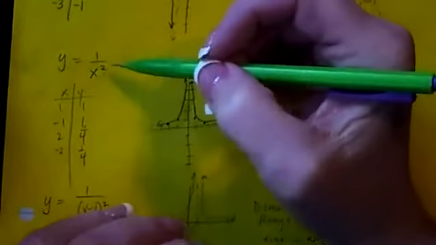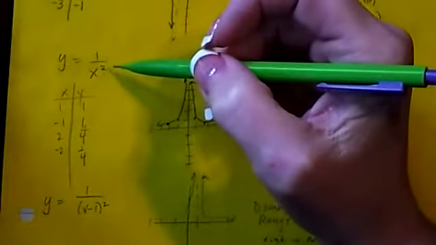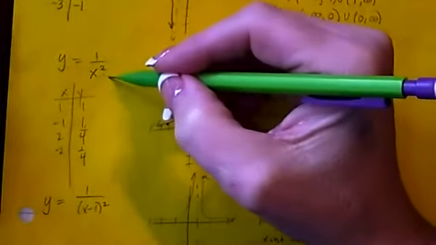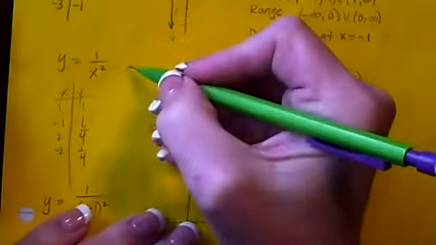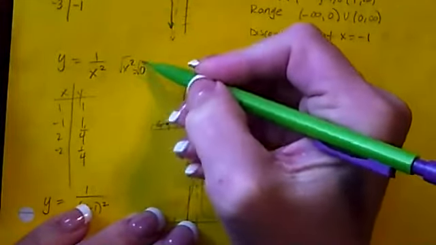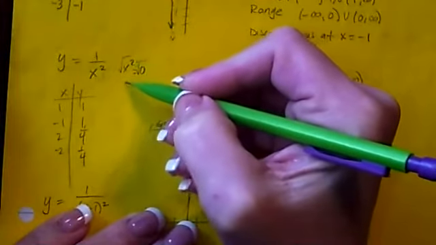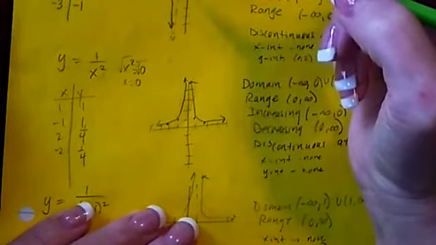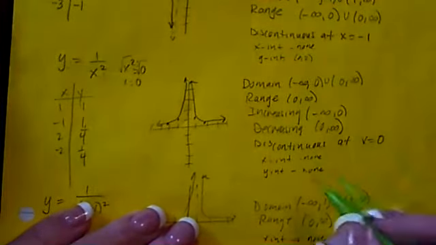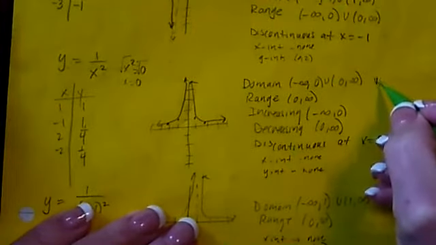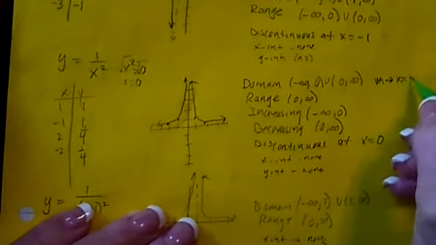Okay, let's look at the asymptotes. For the vertical asymptote, I take the denominator and set it equal to 0. That's x squared equals 0. I can square root both sides, which has a plus or minus, so x is equal to 0. That's going to be your vertical asymptote on this one. Vertical asymptote is x equals 0.